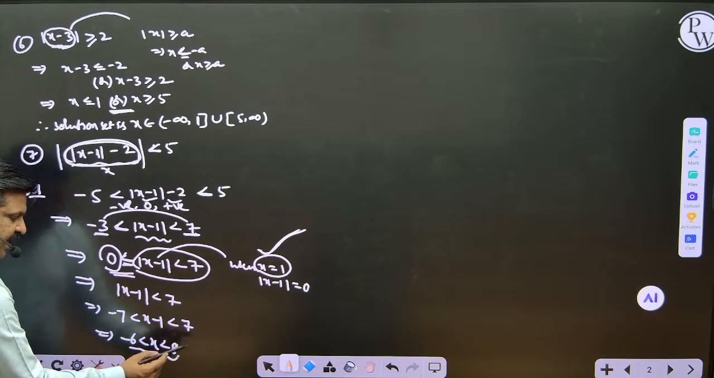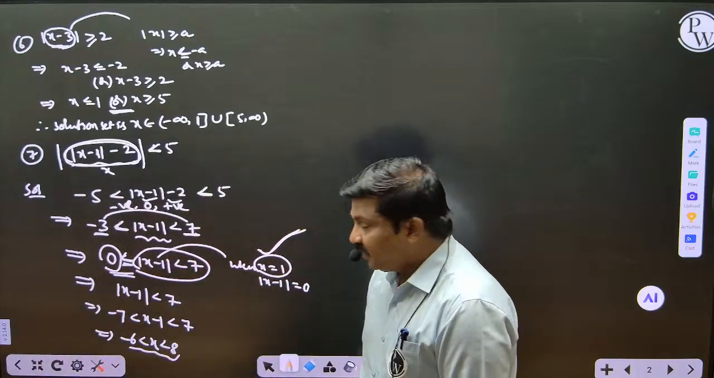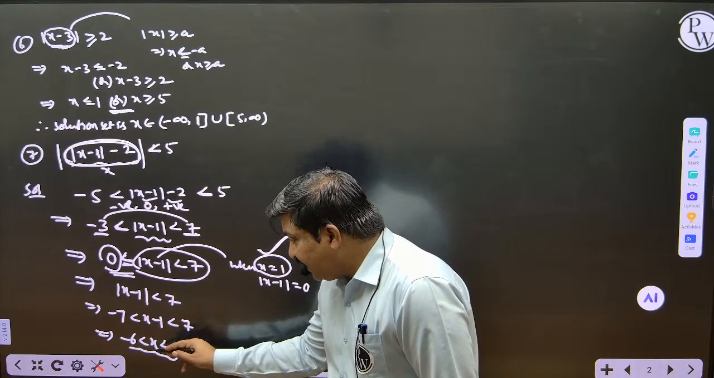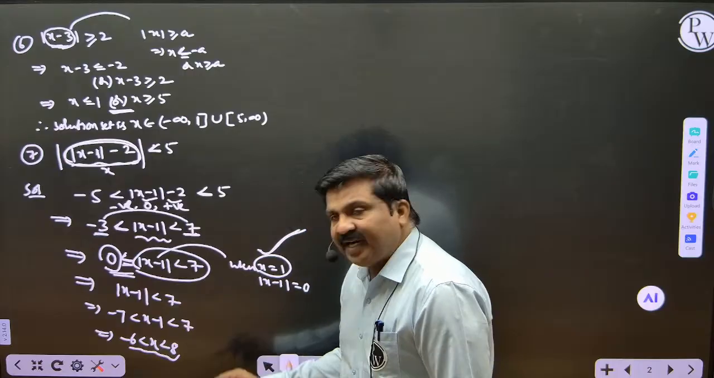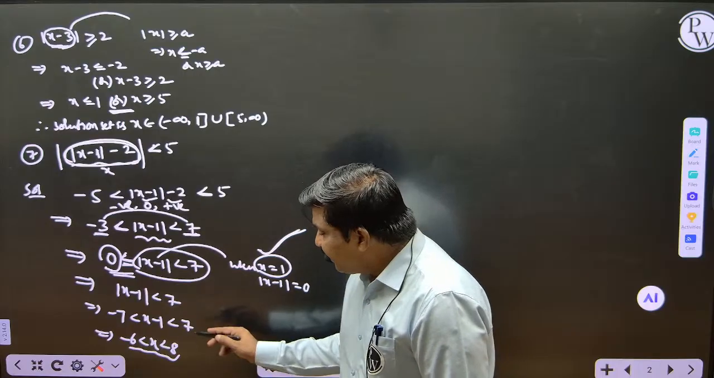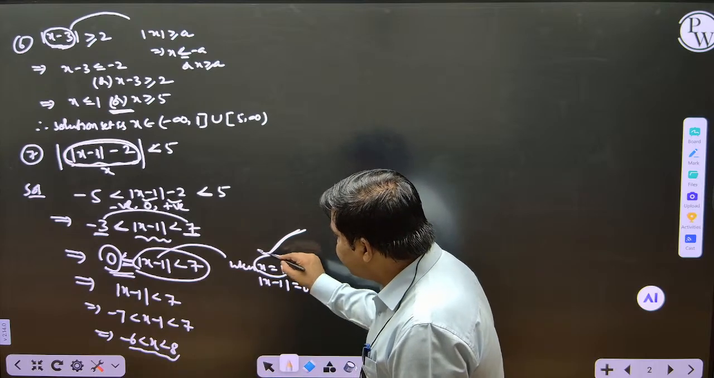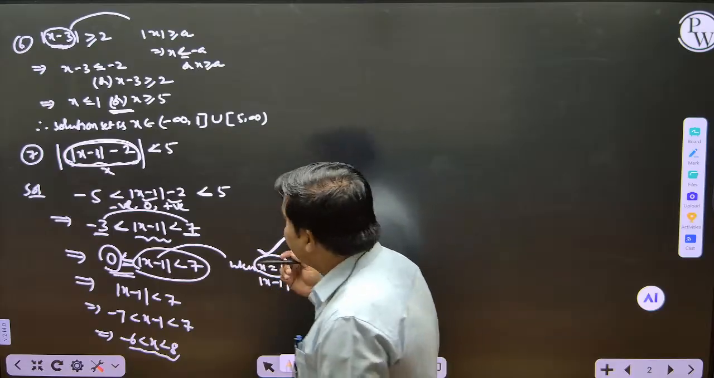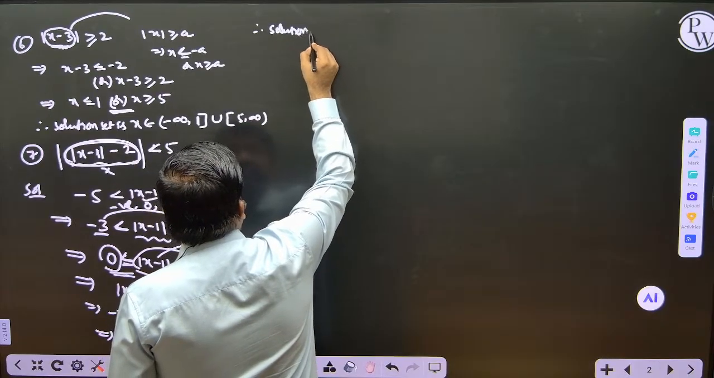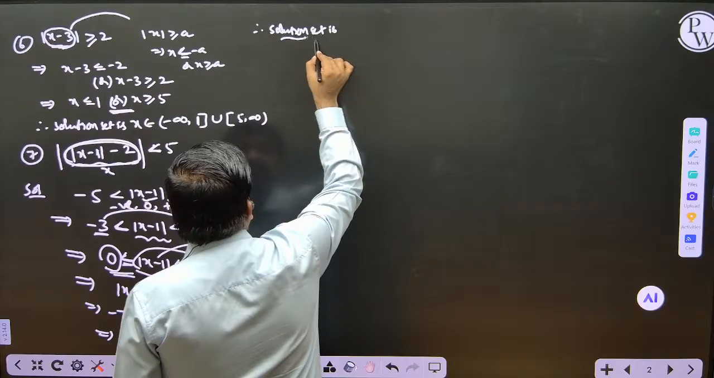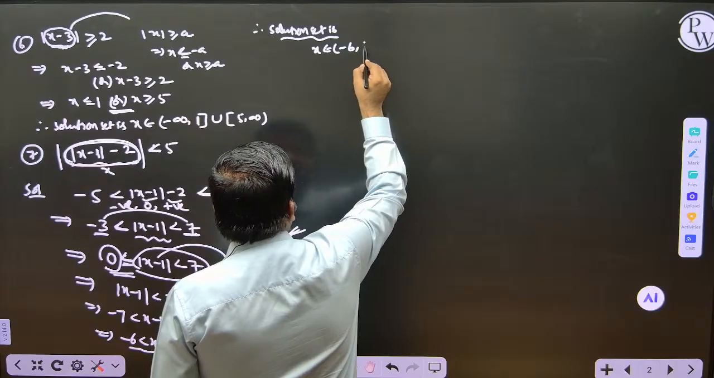Just check whether x is equal to 1 is there. If x is equal to 1 is there, no need to add it. If it is not there, you must add it, which means you take a union. Between minus 6 and 8, 1 is there, so no problem. Therefore the solution set is x belongs to minus 6 comma 8.